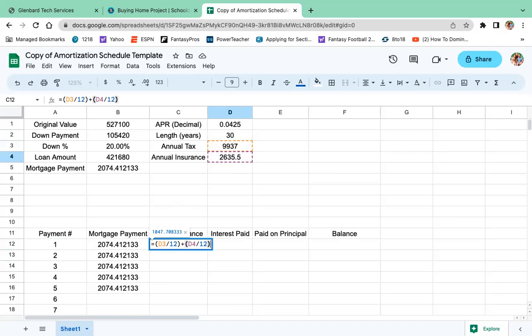Now, do I want that cell to be moving when I copy and paste this formula? No, so we need dollar signs around the D for each, the D3 and the D4. That will lock to those cells, so we're always calling on those cells no matter where this formula goes.